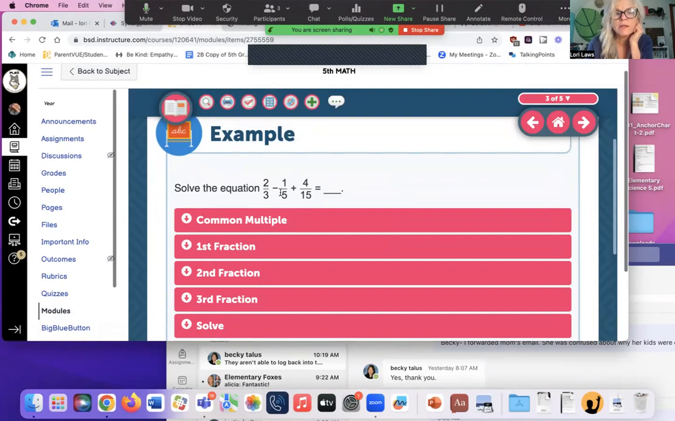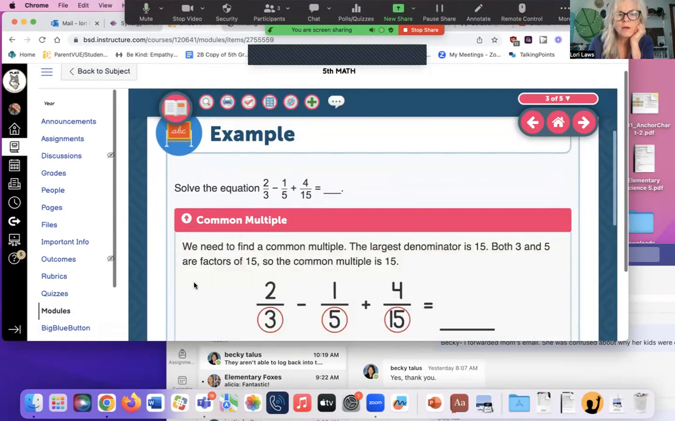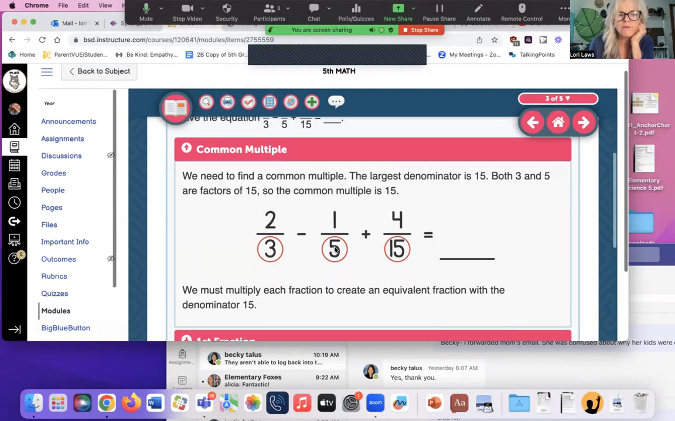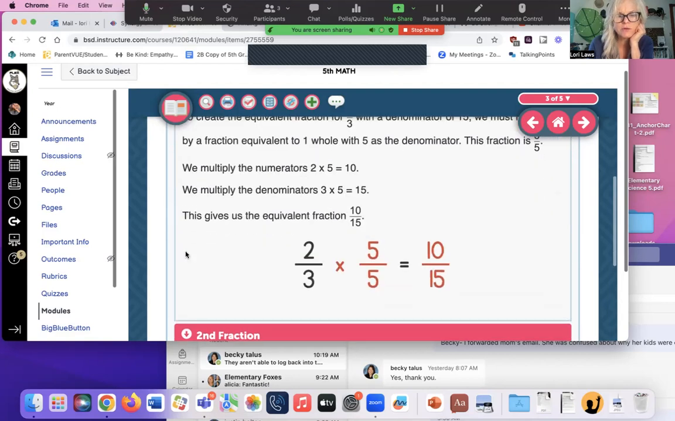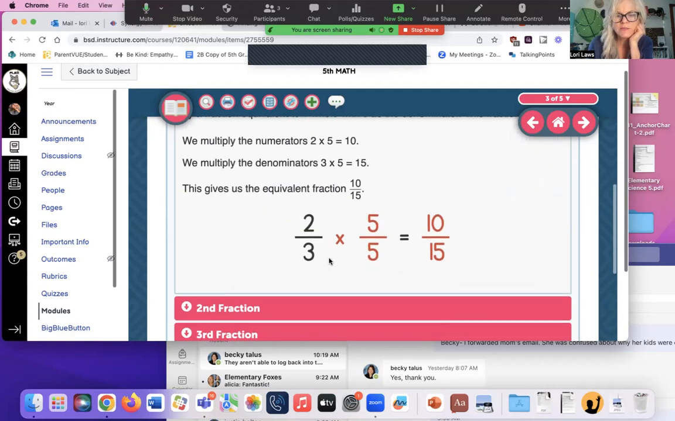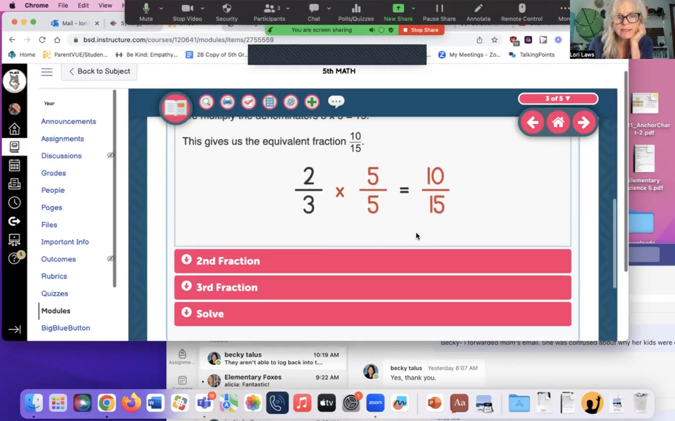So first of all, when you look at 3 and 5 and 15, which of those numbers do all the numbers go into? Well, we know that 3 and 5 both go into 15. So let's change them all into 15. Our first fraction is 2/3. To change it into 15ths, I have to times the 3 by 5. So I'm going to times the 2 by 5. And I come out with 10/15.